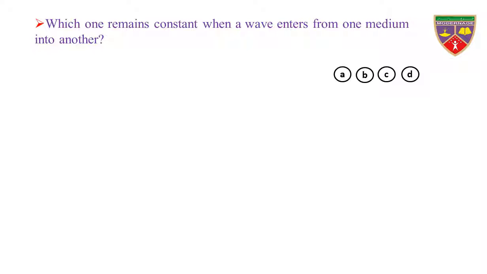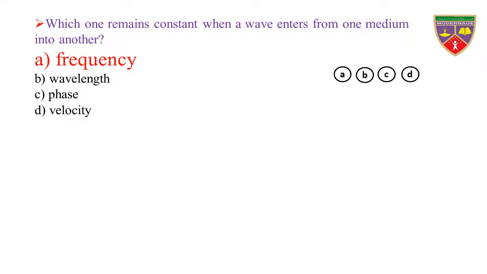Which one remains constant when a wave enters from one medium into another? Option A, frequency. Option B, wavelength. Option C, phase. Option D, velocity. The key is frequency. Therefore, option A is correct.